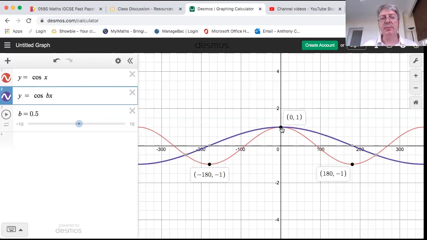Okay, I hope that's helped. And oh yes, just one other final thing. What would be the cycle here? It would be 720. It'd be twice as big. Instead of 360, it would be 720. So that is stretching, and I'm going to upload that now onto YouTube.